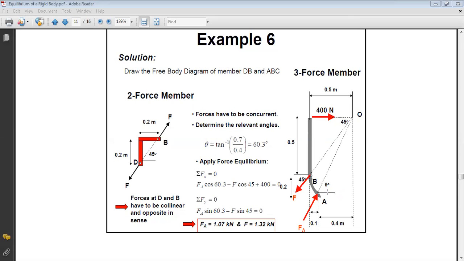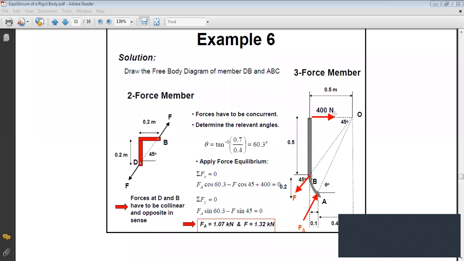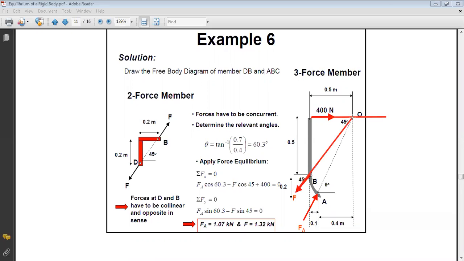So what I conclude is that ABC is a three-force member, and therefore, what can I say? I can say that the three forces should pass through one point. What is this point? I will find by geometry what this point is. The 400 Newton force is horizontal. For force F, I know the direction. It's at 45 degrees with the horizontal. And I will name the intersection point O.